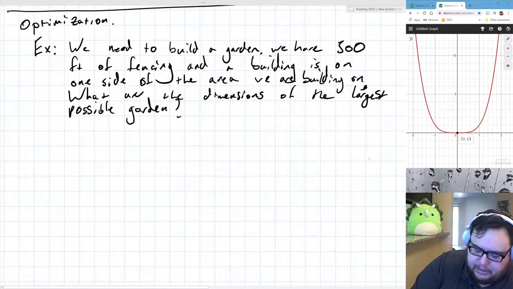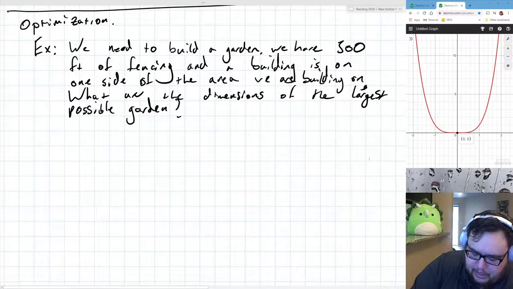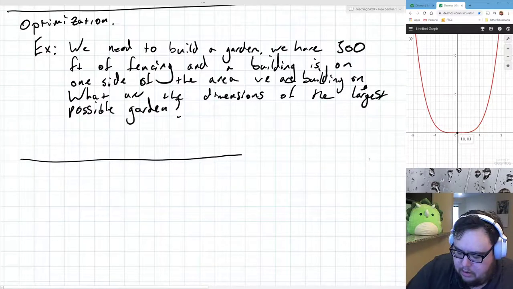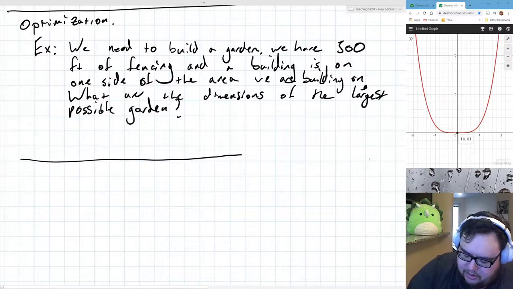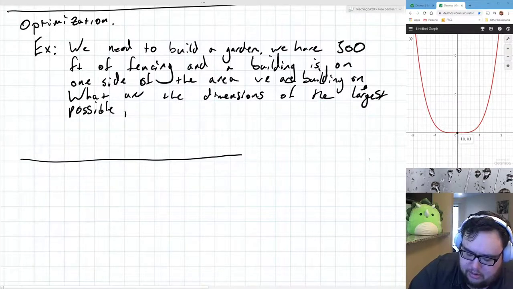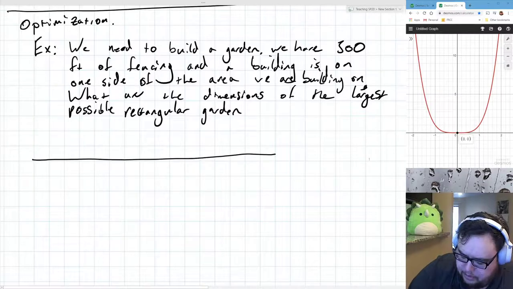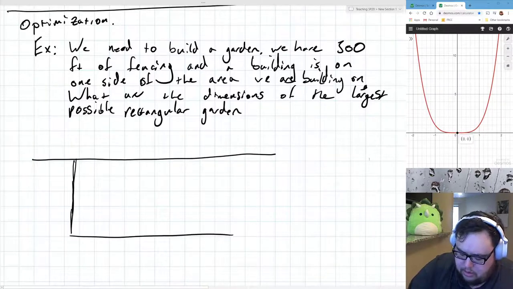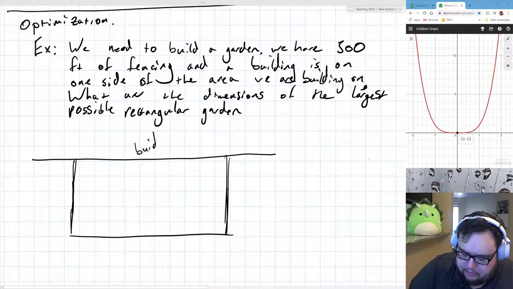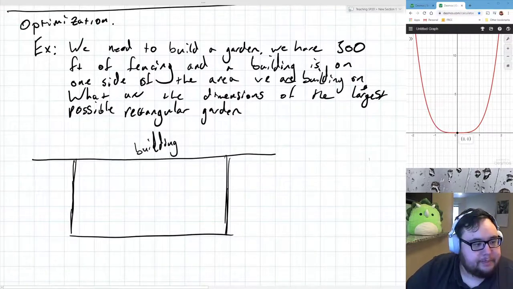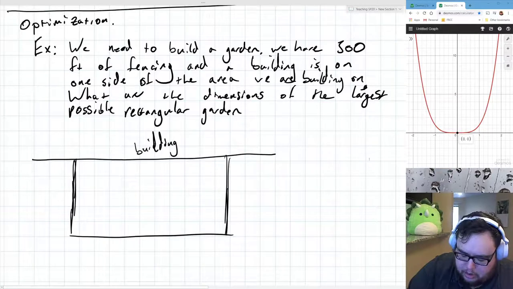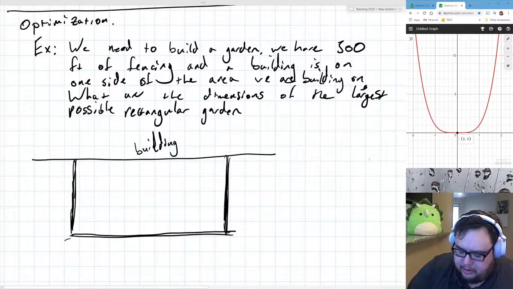So essentially what we're asking about is, I should mention, let's say, the largest possible rectangular garden. You can do some crafty stuff with circles otherwise. So we're building a garden, and essentially we have a building on one side. And we want to take our 500 feet of fence and maximize the area.